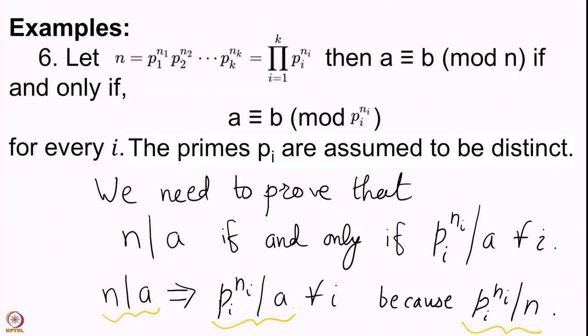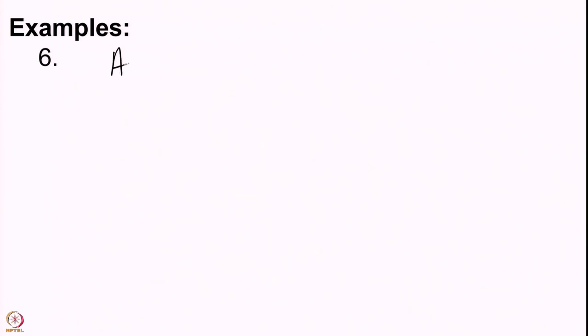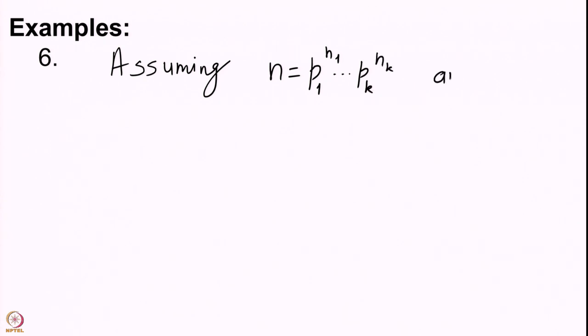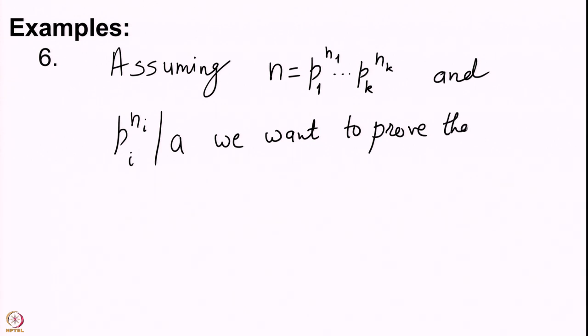The non-trivial proof, although it is also not very difficult, is to show that the other implication holds, which is to say that when we have pi power ni divides a for every i, we will have to prove that n divides a. So, assuming n equal to p1 power n1 up to pk power nk, and pi power ni divides a, we want to prove that n divides a. This is the thing that we want to prove. Of course, we have this for all i. So, whenever pi power ni divides a for every i, we want to prove that n itself divides a.